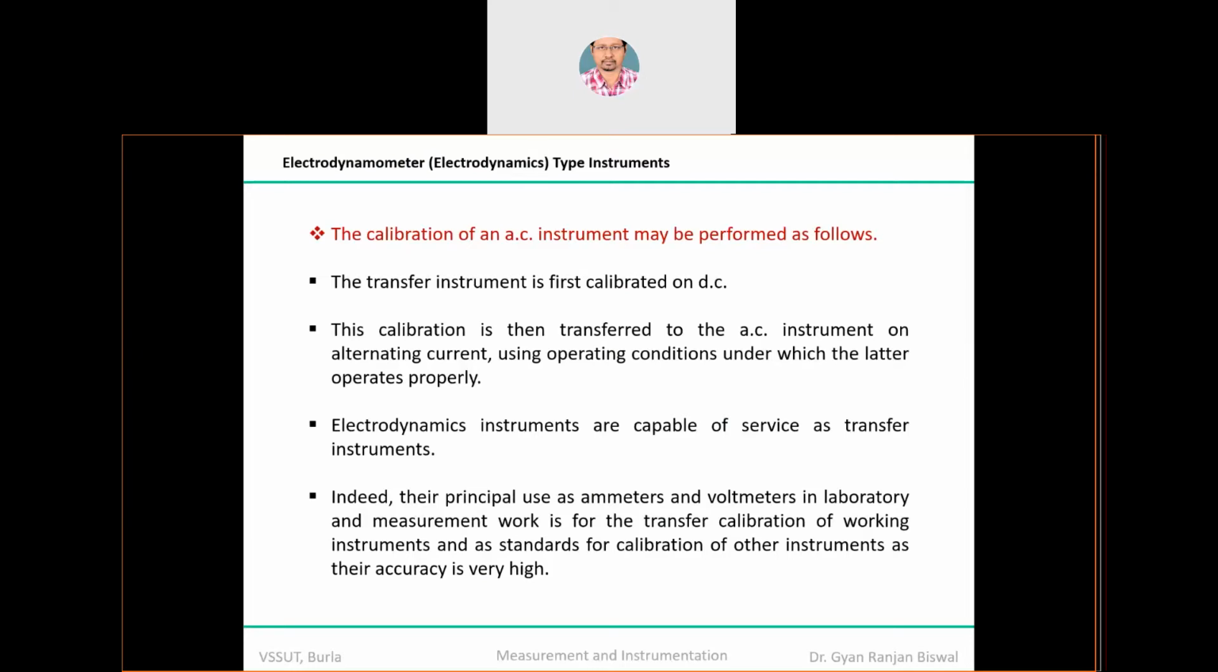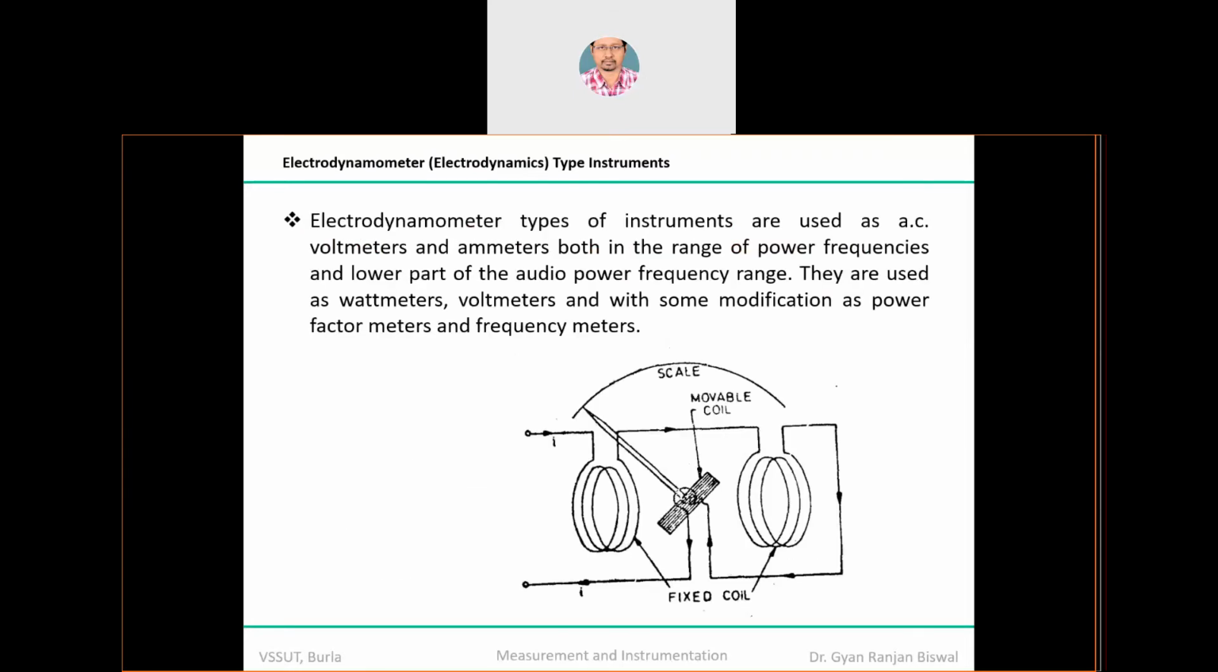In this case, electrodynamic instruments are generally capable of providing these kinds of services. So today what we are going to see, the electrodynamometer or electrodynamic type of instrument, is also called a transfer type instrument. Okay, be noted this. Clear? Now when you see the circuit diagram of an electrodynamometer type instrument, it looks like this. Primarily you see that it is entirely a series connection.